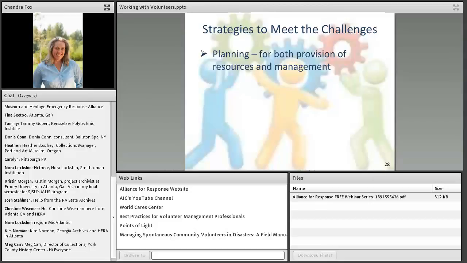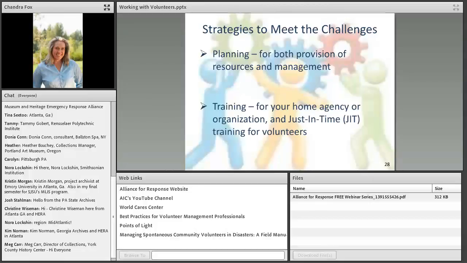And the management planning needs to include roles and responsibilities. So again, who is in the leadership roles, who are the volunteers answering to, what your policies are, what your procedures are, and your communications plan. That's very, very key.